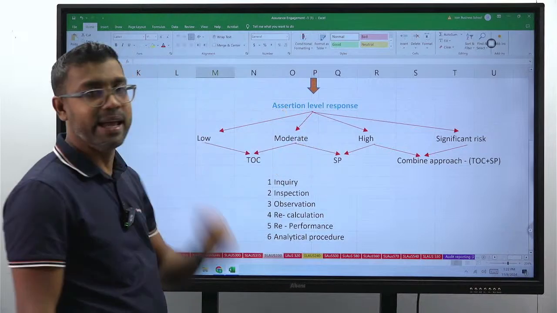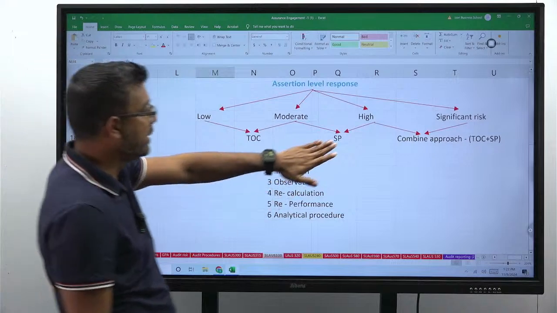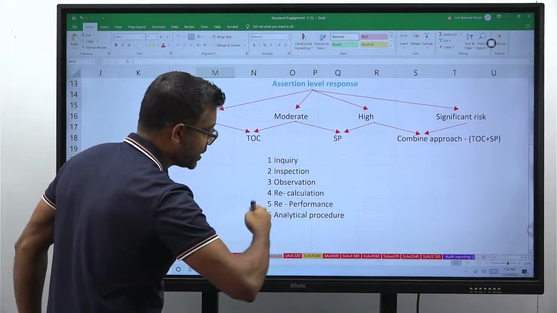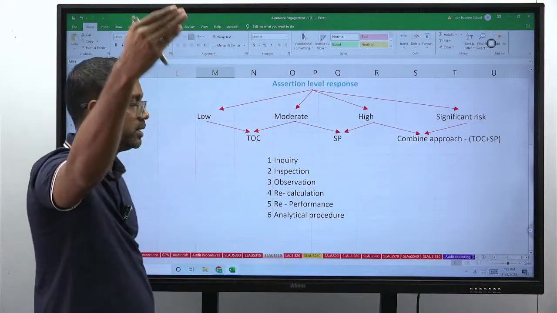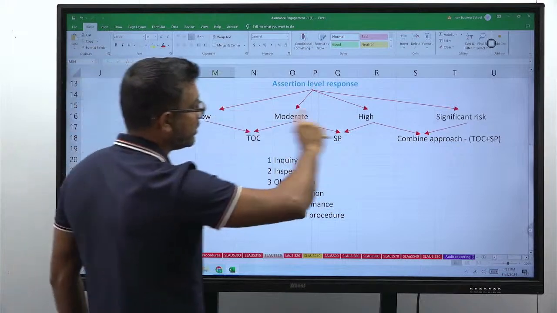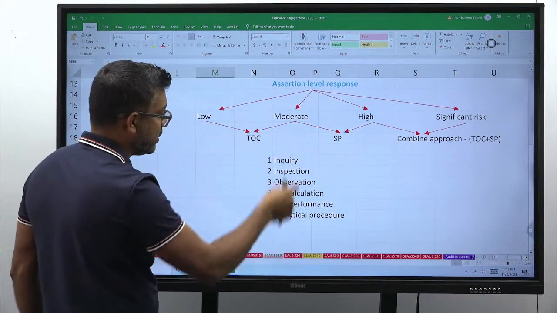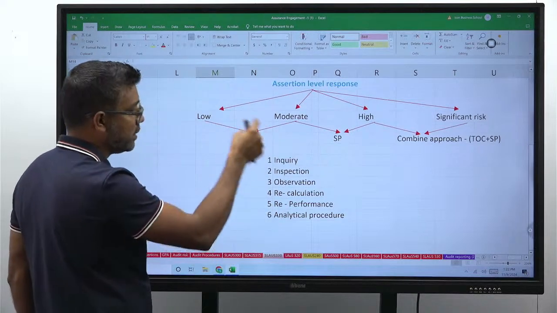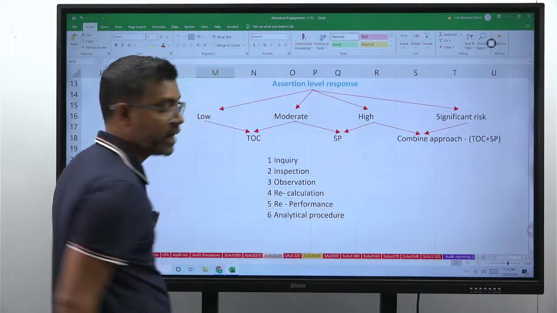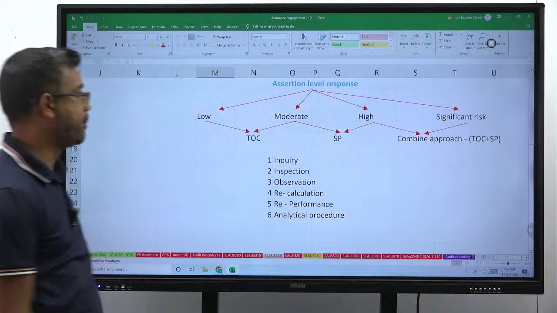So this is the guideline, right? What is your test of control? What are your substantive procedures? It is inquiry, inspection, observation, recalculation, reperformance and analytical procedures. So basically, this is the nature of audit procedures that you can use based on this classification. If it is low or moderate, you can perform certain tests of control and be satisfied, but if the risk is high, you have to perform substantive procedures. But if the risk is significant, it should be a combined approach.